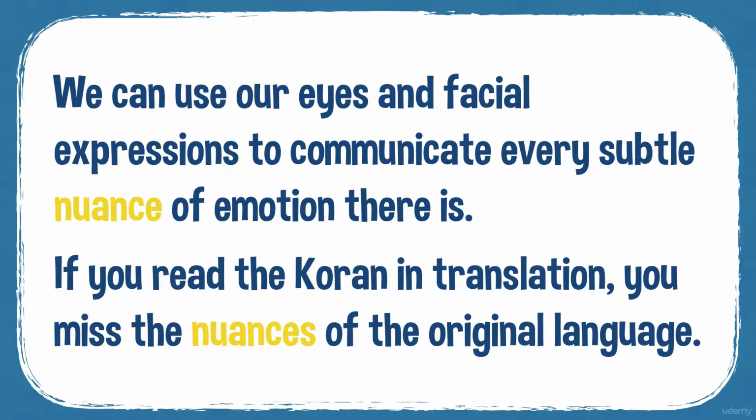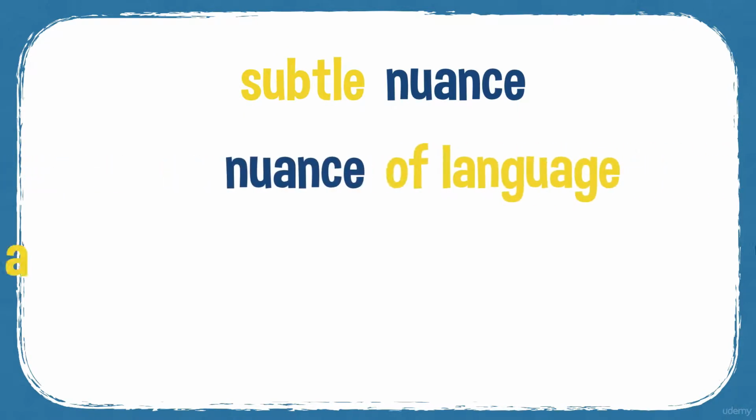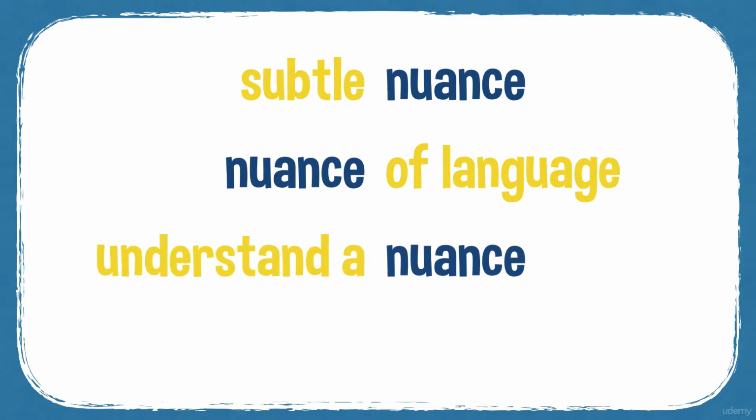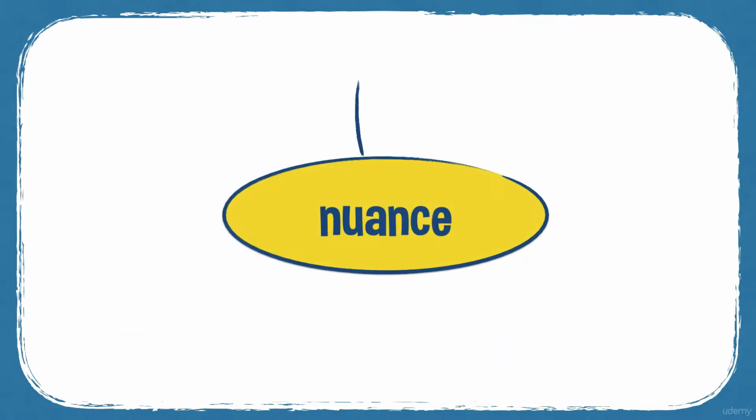If you read the Quran in translation, you miss the nuances of the original language. So translations of texts tend to miss the nuances of the original texts. So you can have a subtle nuance. This is a very common collocation with a nuance. You can have a nuance of language. You can understand a nuance. You can appreciate a nuance. And some synonyms: subtlety, hint. And the next phrase, coin.